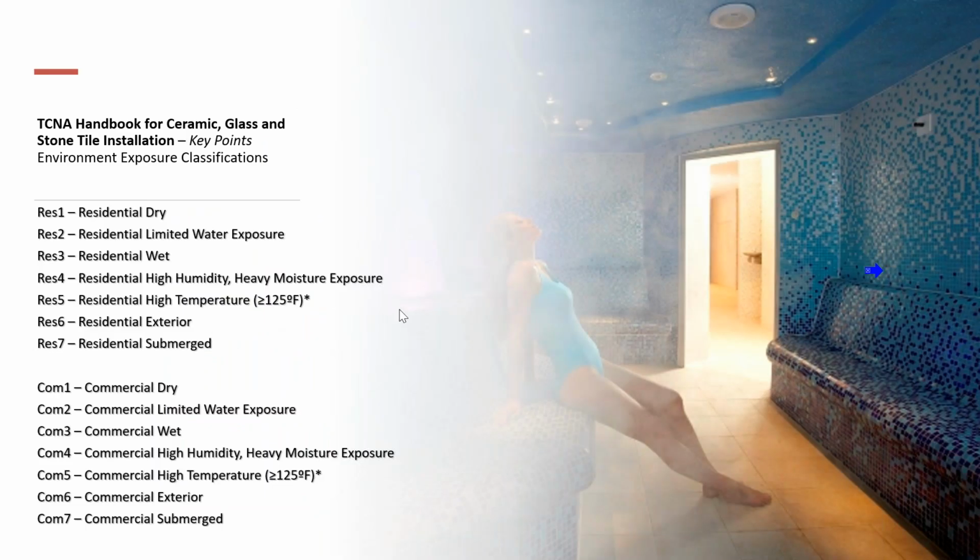Environmental exposure classifications. So this originally started out as a way of classifying backer boards. And once the committee realized what they had here, they realized it made more sense to use it to say where a TCNA method can be used. Anywhere from residential dry areas, your powder room for that matter, to residential wet, and that could be a shower. High humidity, heavy moisture, residential would be like a steam room. Residential exteriors, obvious. Residential submerged could be anything from a water feature to a pool or a hot tub for that matter.